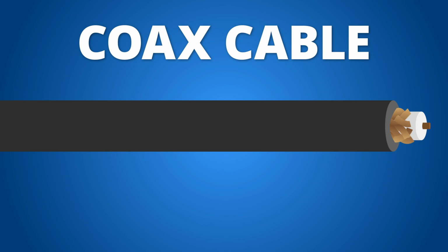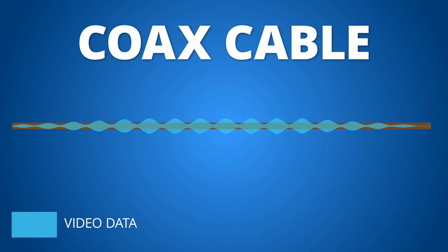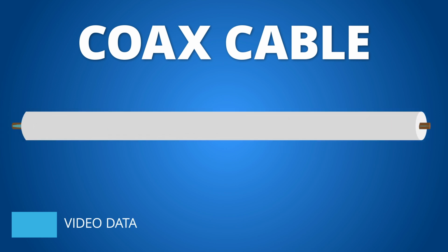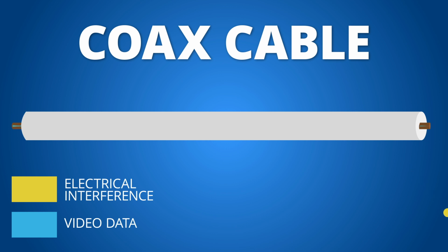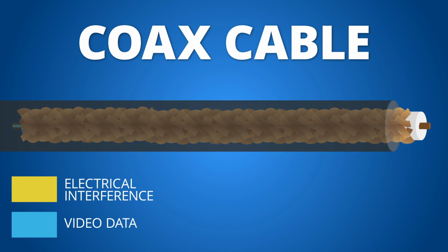So here is an illustration of a coaxial cable. In the very center of this cable, we have our copper core. This core is what transfers the video data from your security camera to your DVR. Around that copper core, we have our first layer of insulation. This is going to protect your video data from all kinds of electrical interference. And around that first layer of insulation, we have a copper braid. This additional shield prevents even more electrical interference from getting inside your cable. And outside the copper braiding shield, we have the outer insulation.